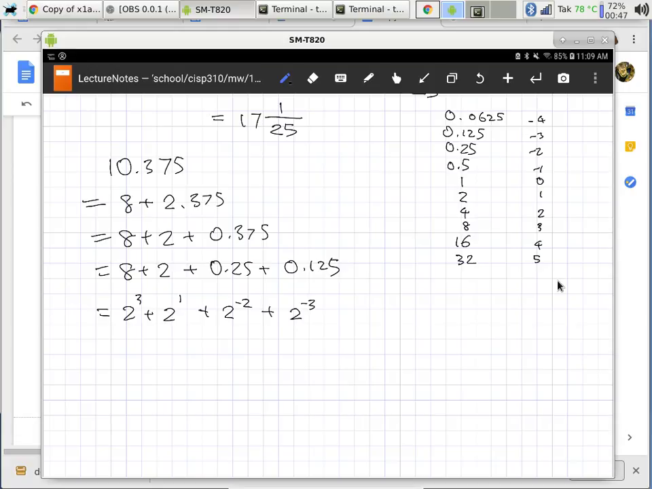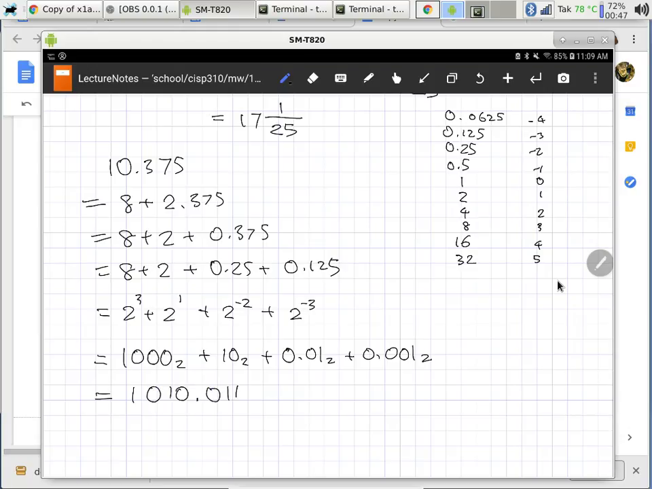All right, so now what do we do? Then we actually do the conversion, because 2 to the power of 3 is 1 followed by 3 zeros in base 2. 2 to the power of 1 is 1 0 in base 2. 2 to the power of negative 2 is 0.01 in base 2. And then 2 to the power of negative 3 is 0.001 in base 2. And then you add up these numbers, and it becomes 1010.011 in base 2.